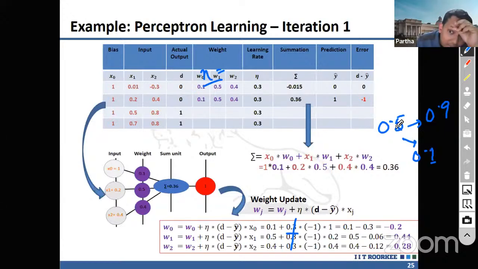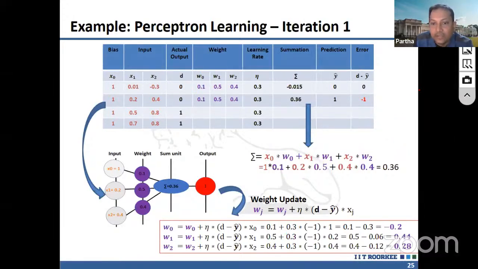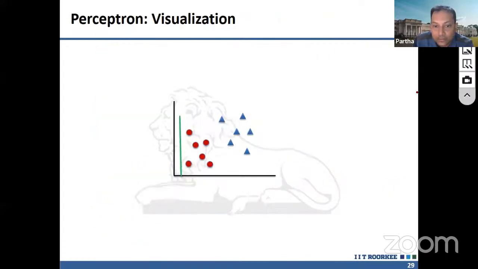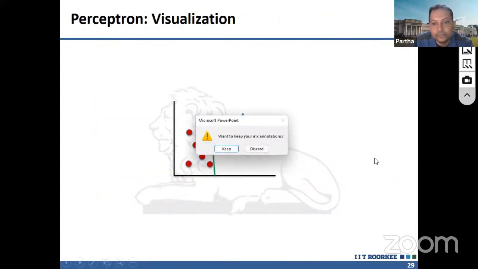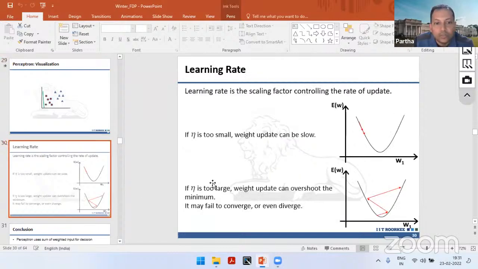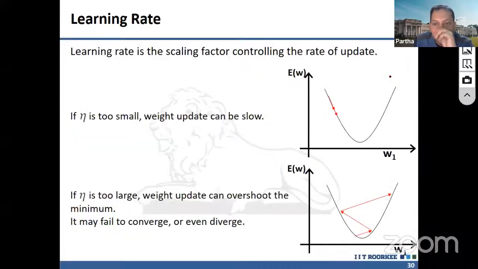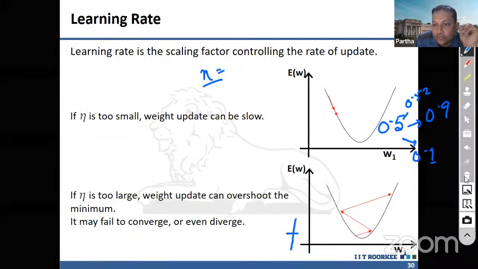So what I'm doing is, I want to change very slowly. I want to move from 0.5 to 0.51 or 0.52. Very slowly I want to change this way so that I can get to the minimum error, meaning all these examples are correct. If I'm not doing this with a very small scaling factor, then what will happen?